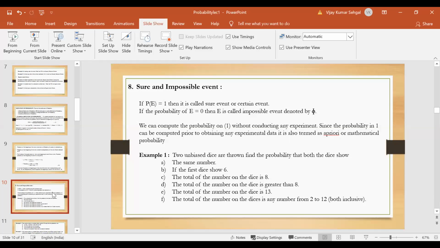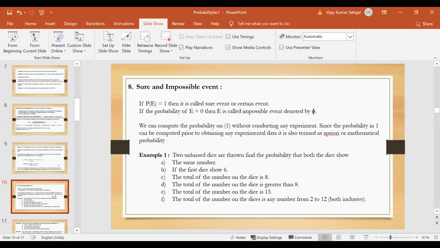Now similarly, you have to find the probability that the total number on the dice is 13. When you throw 2 dice simultaneously, you will never get 13, because the maximum number you can get as a sum is the maximum number on the first die plus the maximum number on the second die, that is 6, 6, 12. So you cannot get more than 12. So there are no favorable cases, 0 by 36. So this is an impossible event, and the probability of this event is 0. So the probability of getting a number greater than 12 is 0.